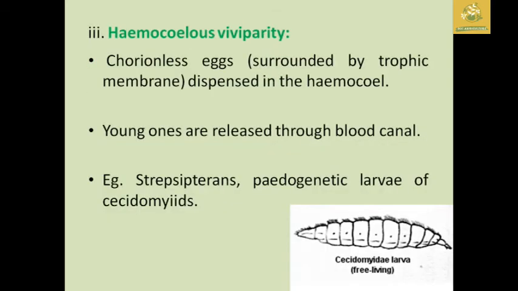And the hemocoelous viviparity, where the eggs are surrounded by the trophic membrane, which is dispensed in the hemocoel of the blood. So the young ones are released through the blood channel of the insect. For example, Strepsiptera, as well as the paedogenetic larvae of Cecidomyiidae.